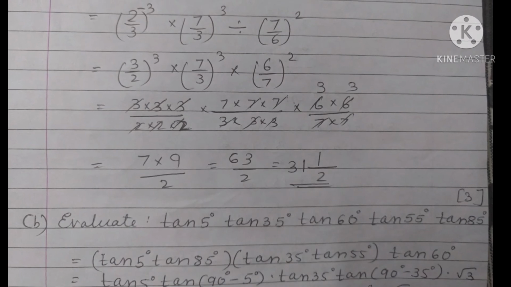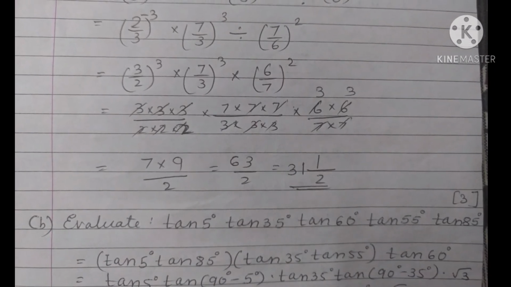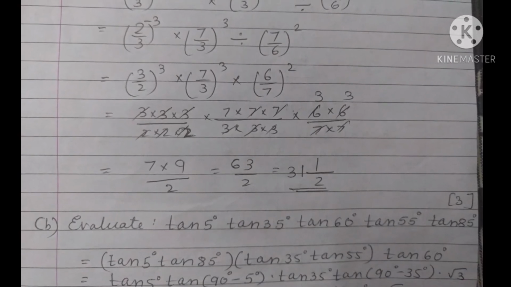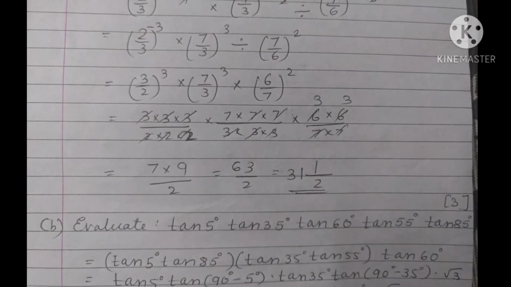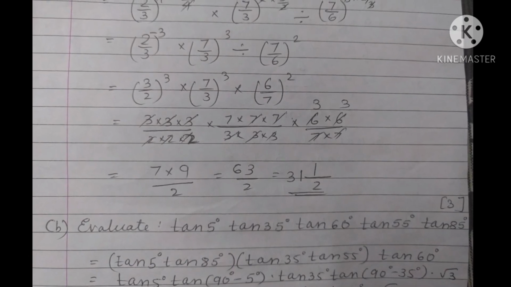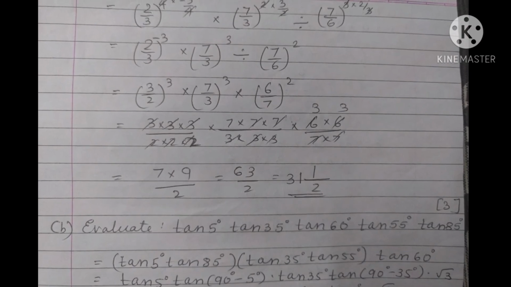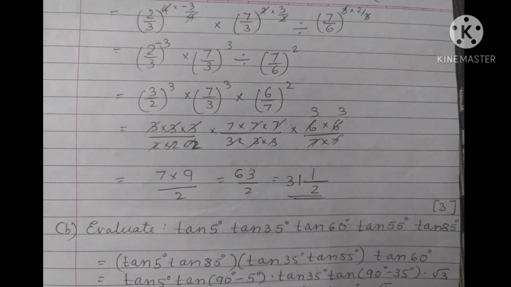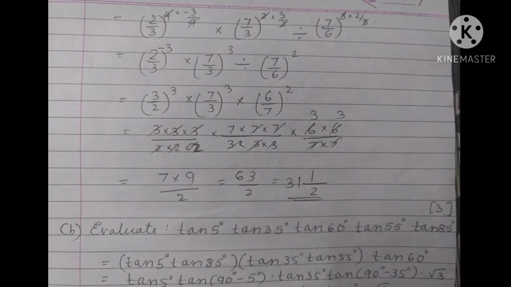Now B part is evaluate tan 5 degree, tan 35, tan 60, tan 55 and tan 85. 3 marks question. Here tan 5 and tan 85 put in bracket, tan 35 and tan 55 put in bracket, and tan 60 kept separately. So now we all know that complementary angles are there. So tan 5 and 85, 5 and 85 are complementary.